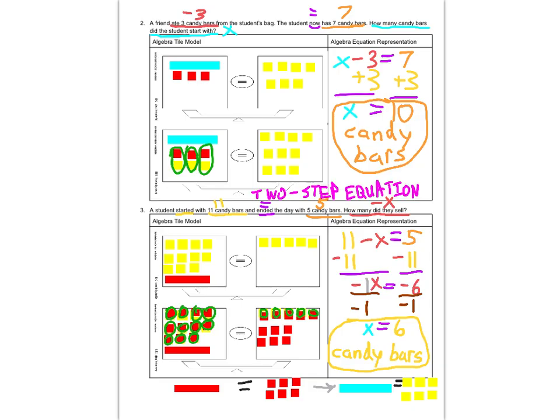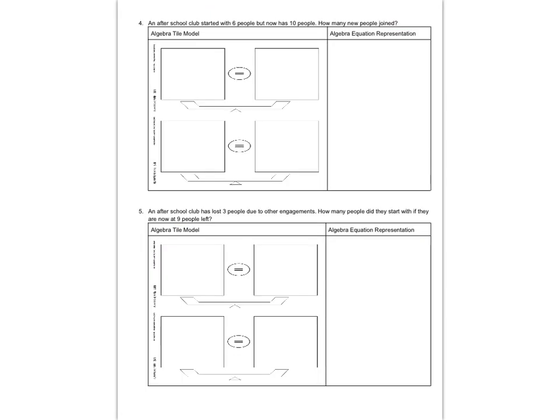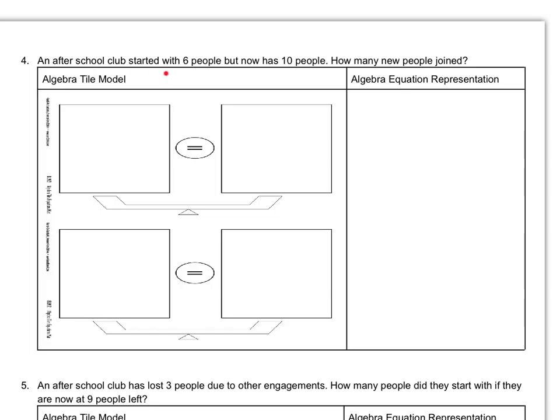Now let's take a look at number 4. An after-school club started with 6 people, but now has 10 people. How many new people joined? Take a moment and decide. Does that look like number 1 or number 2? Go back, look at what we did. Does this look like your number 1 problem or number 2 problem? We'll find that it looks like the first problem.